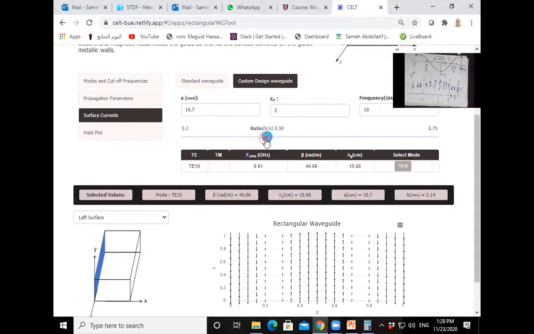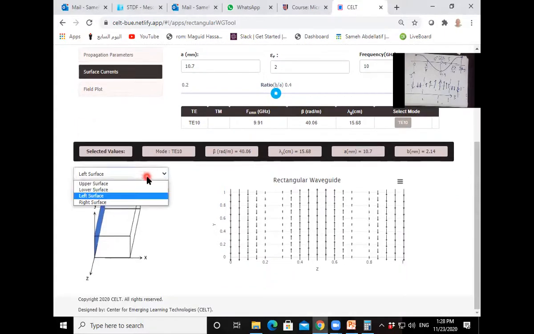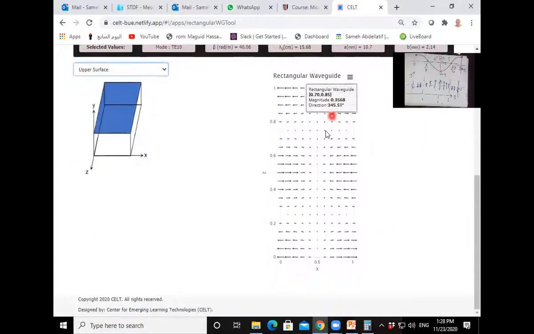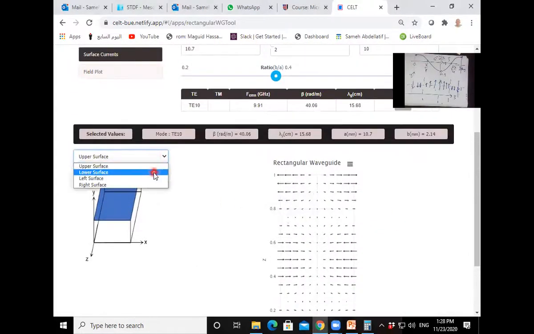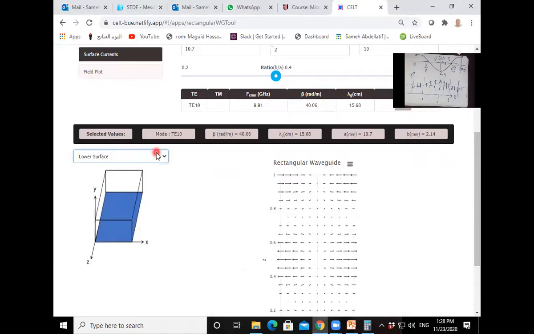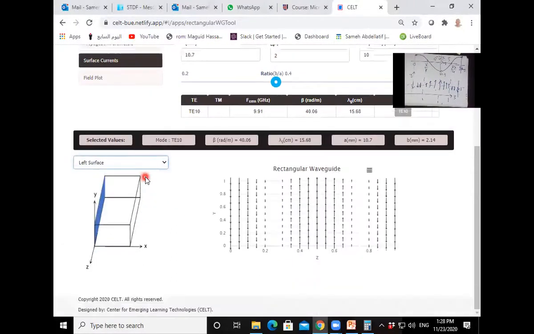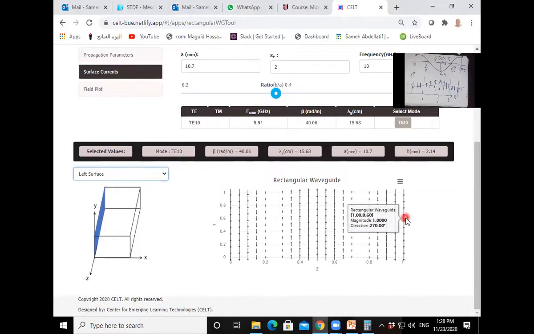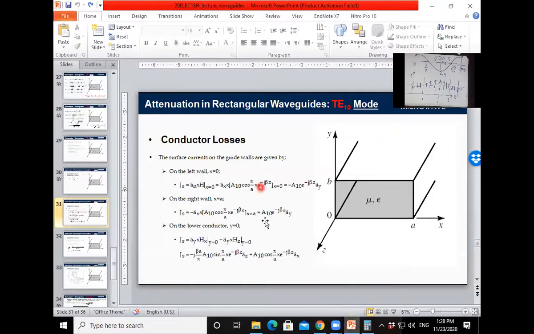Of course, this is not so important because our operating frequency is 10 gigahertz, so we only have 1 minute. But now you can, for example, go to the upper surface and make a similar curve, or go to the down surface, or the right or the left. You can make whatever plot you want, and you can measure everything you need here based on this.